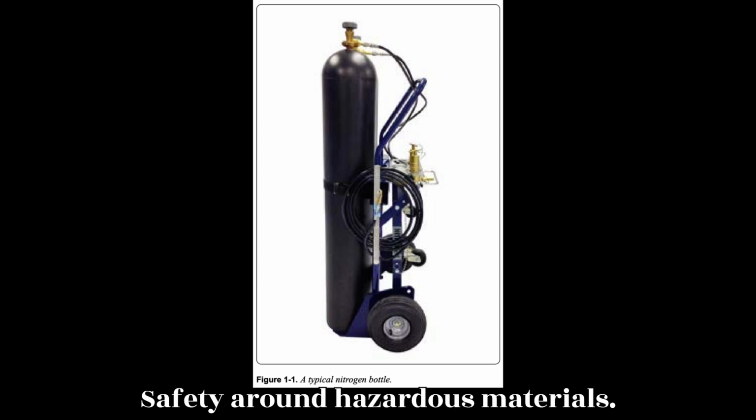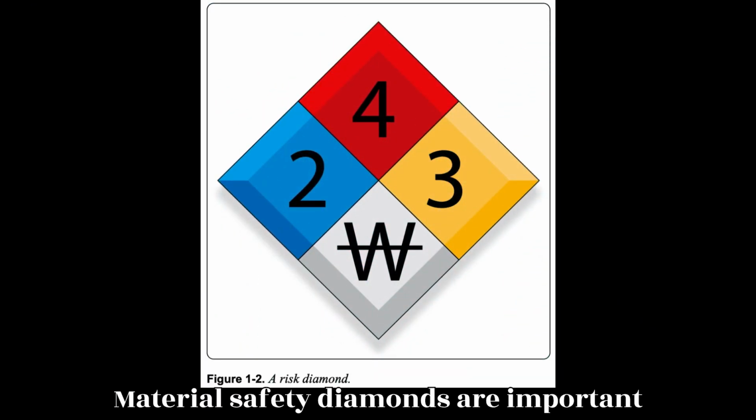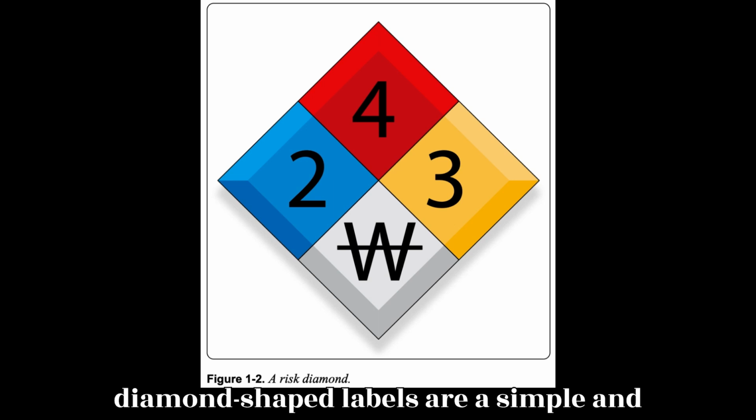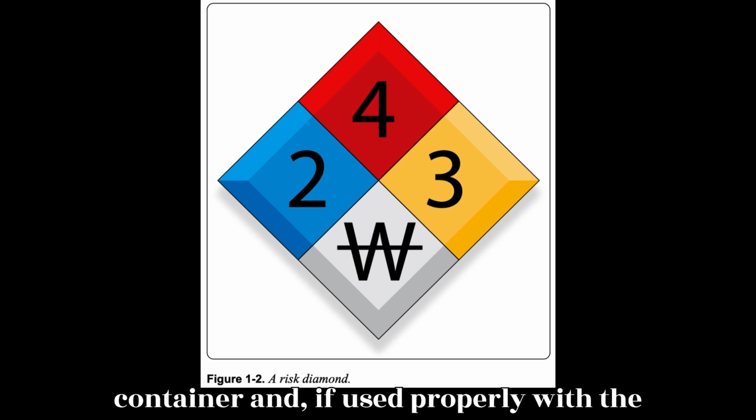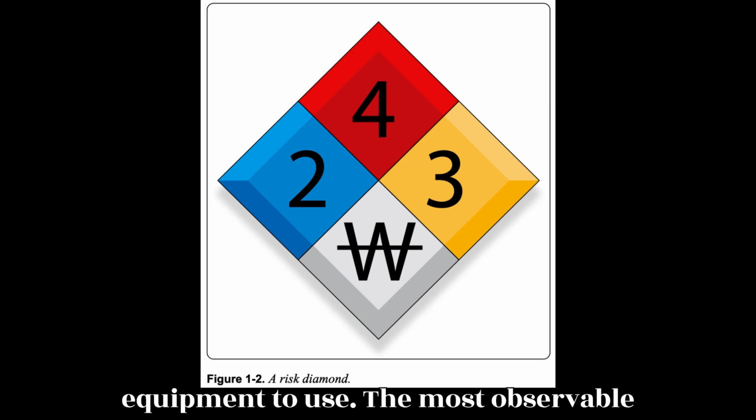Safety around hazardous materials. Material safety diamonds are important with regard to shop safety. These diamond-shaped labels are a simple and quick way to determine the risk of hazardous material within the associated container and, if used properly with the tags, indicate what personal safety equipment to use.